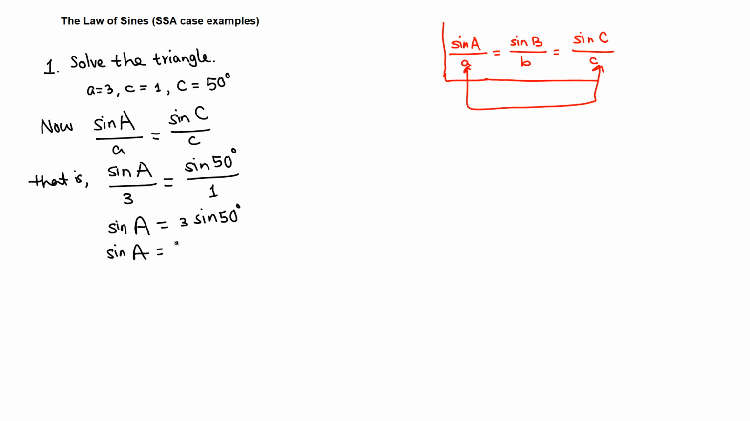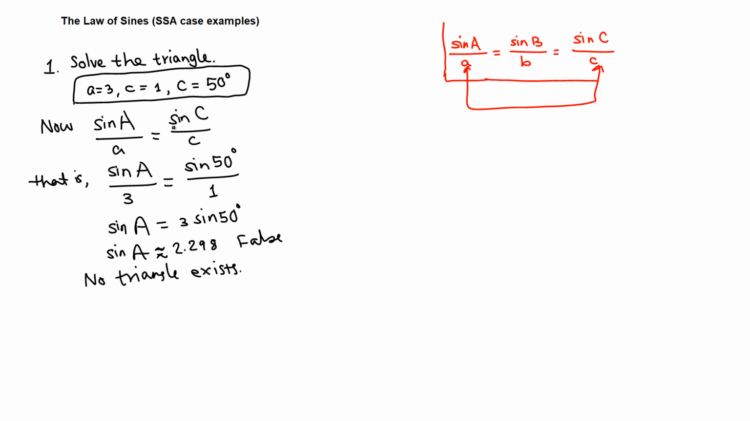We get 2.298, etc. And we know that the sine of any angle can be at most 1, but this is 2.29. That means there is no angle A that can satisfy this. That means with this data there is no triangle. So this is false, can't happen. So no triangle exists.